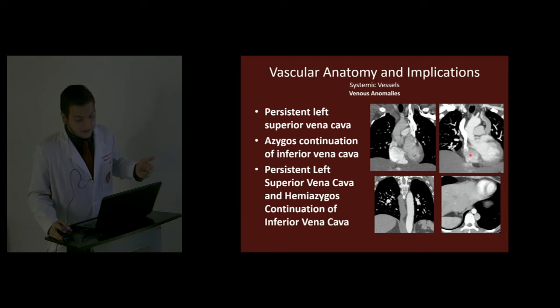You can see here in this example how both vena cavas coexist. You can also have a persistent left superior vena cava with a hemiazygous continuation or an azygous continuation of the inferior vena cava.